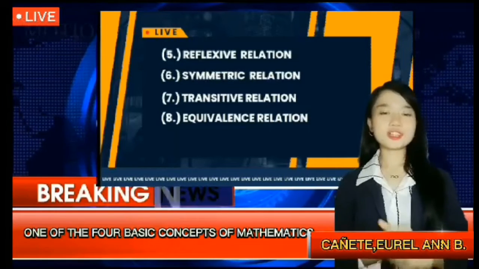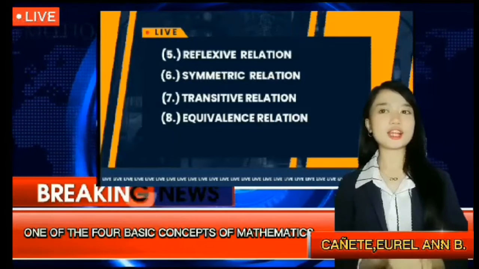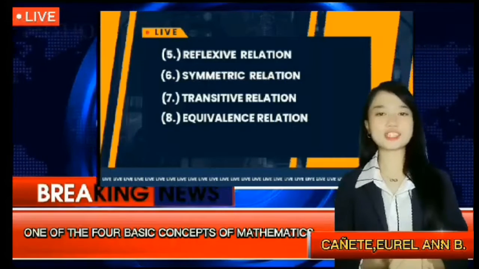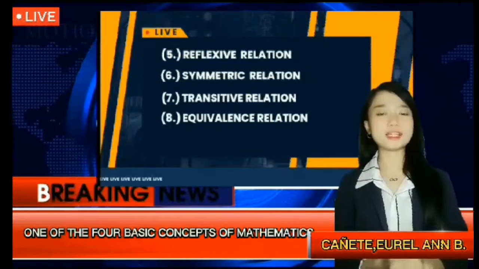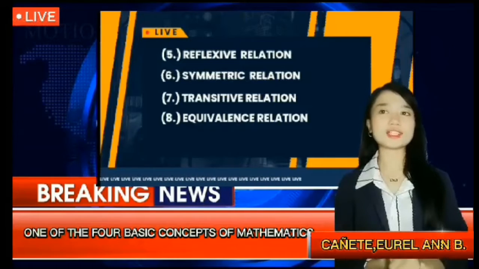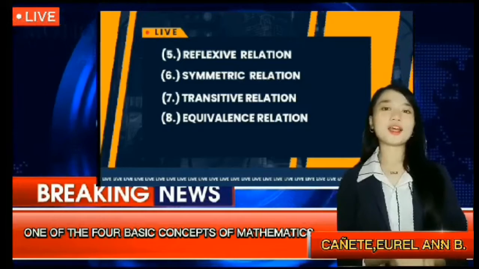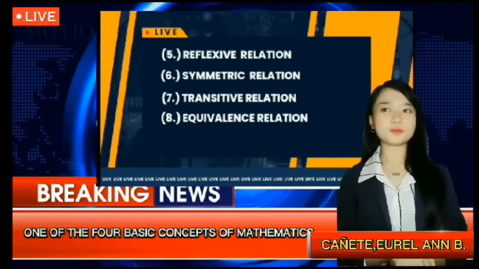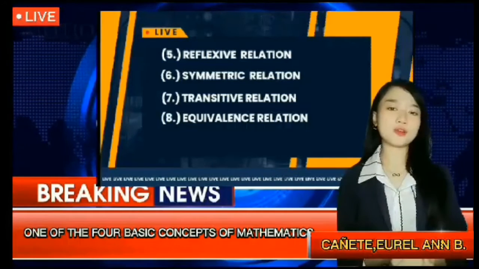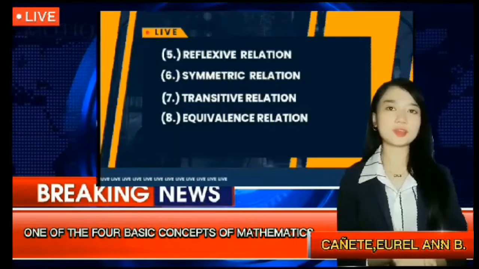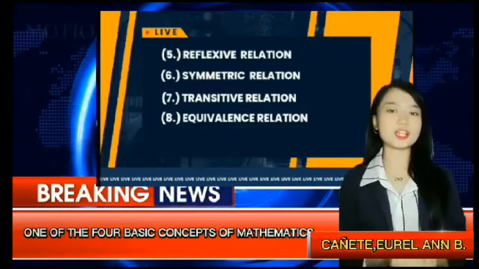Seventh, transitive relation. In mathematics, relation R on set X is transitive for all elements A, B, C in X, whenever R relates A to B and B to C, then R also relates A to C. Eighth, equivalence relation. If a relation is reflexive, symmetric, and transitive at the same time, it is known as an equivalence relation.